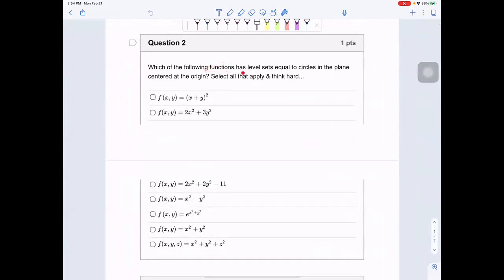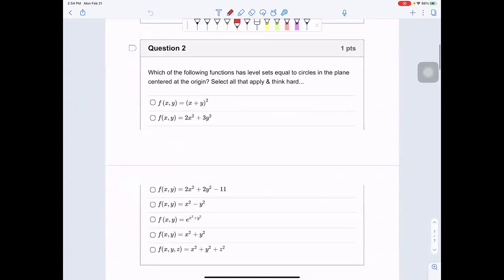Okay, so if the level set is going to be a circle, first of all, how do you even find a level set, right? You're going to take whatever your function is. Let's pretend it's this, x plus y squared. And you set it equal to some number c. That's your level set. What is this graph of?